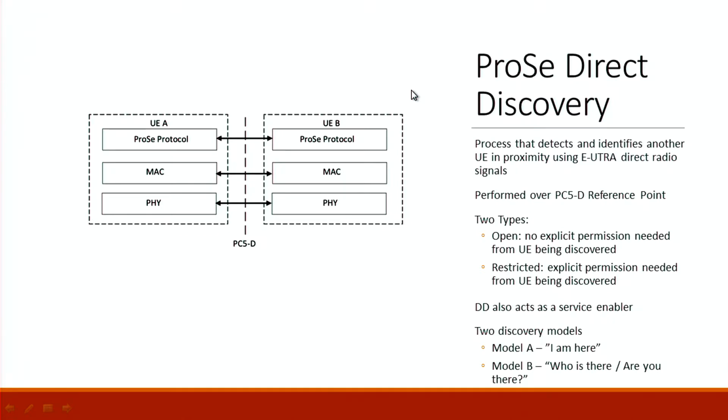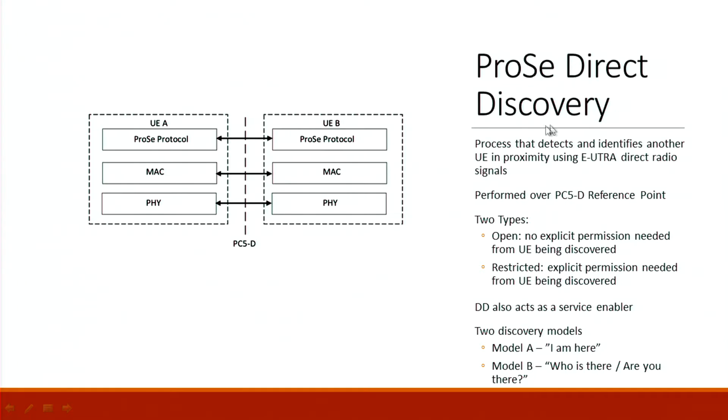The first step, as I said, is the direct discovery. The direct discovery happens using a protocol that sits on top. It's an RRC protocol, so it sits on top of the MAC layer. And it happens through the PC5 interface. To be precise, it uses a sub-interface called PC5D because it's still the D2D, so the direct communication interface, but here we are just using the discovery features.